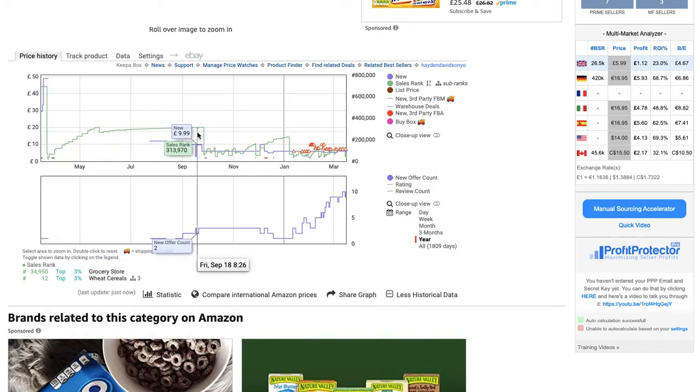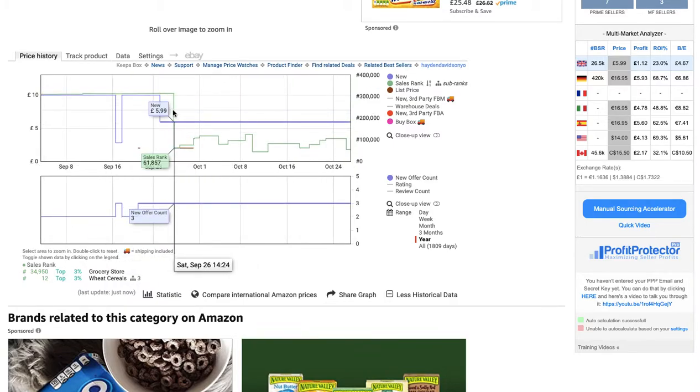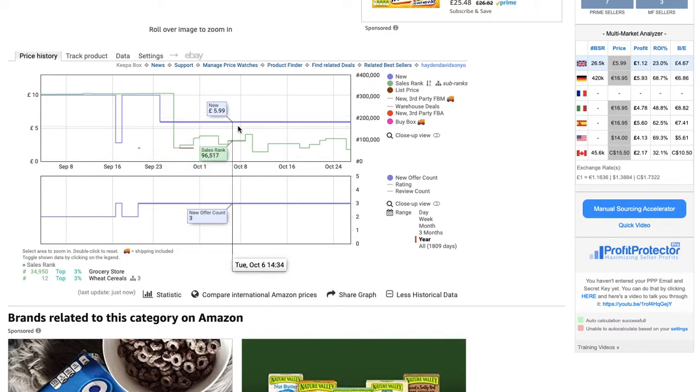If we zoom in just past September here, all of a sudden it goes from 315,000 down to 61,000. That indicates minimum one, but probably quite a few sales have started to come in. I'd say at least 10 to 20, 30 sales have come in there. And consistently over time, we're now getting sales here. Okay? You see the rank is dropping.